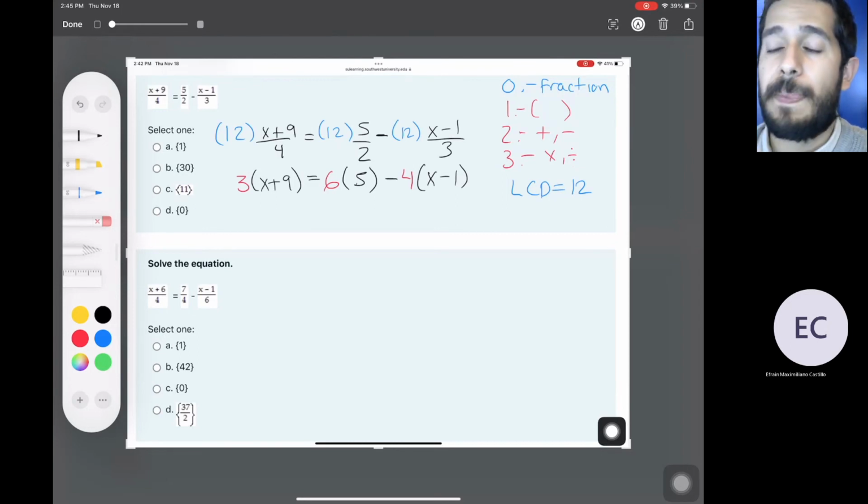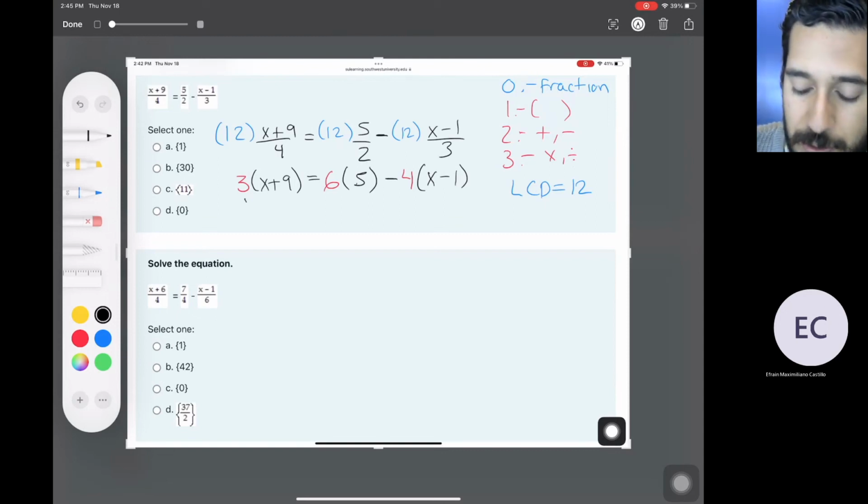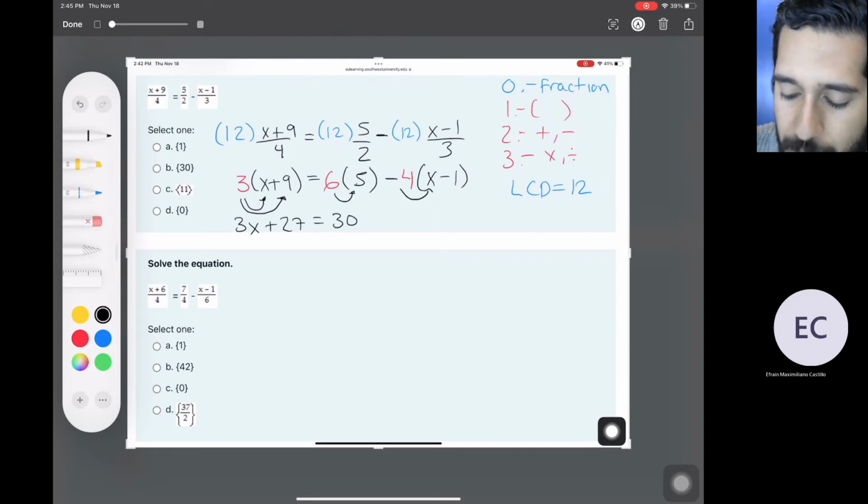which is getting rid of the parentheses. Okay, that I'm going to do by doing distributive property. So 3 times x, that's 3x. 3 times 9, that's 27. 6 times 5, that's 30. Negative 4 times x, that's negative 4x. And negative 4 times negative 1, that's positive 4.